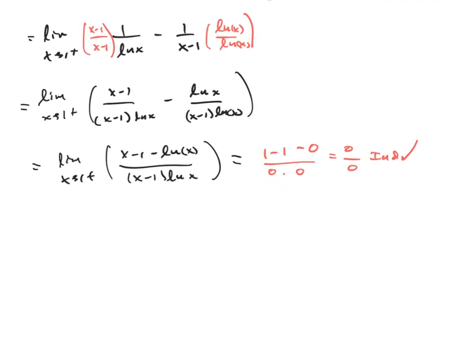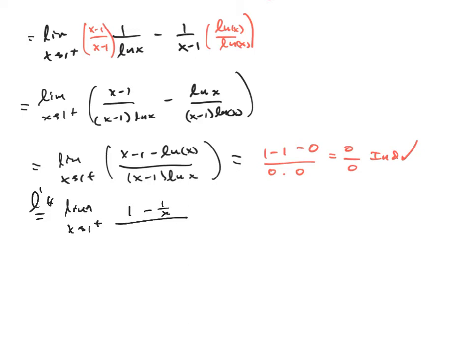Now we can use L'Hopital's rule. So this equals, by L'Hopital's rule, the limit as x approaches 1 from the right of, well, what's the derivative of x minus 1 minus the natural log of x? So that would be a 1 minus a 0, and then it would be minus 1 over x, which is the derivative of the natural log of x, right? Okay. So let's keep on going.